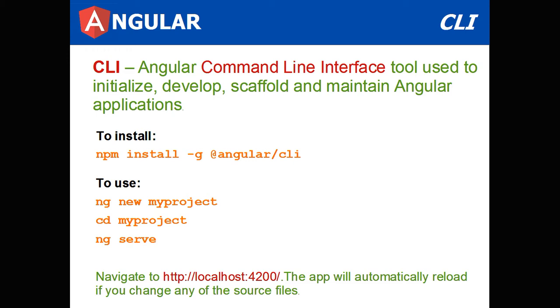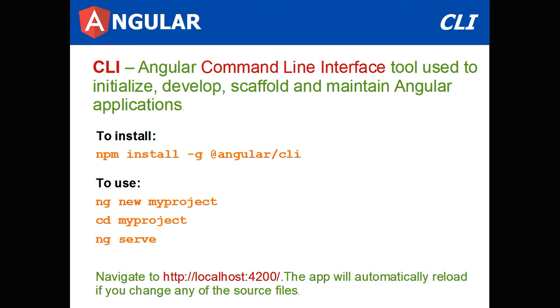CLI is a command line interface tool used to initialize, develop, scaffold, and maintain Angular applications. The way you install it, you do npm install -g angular/CLI. Now, the WebStorm development tool comes with CLI. You actually create projects with it.